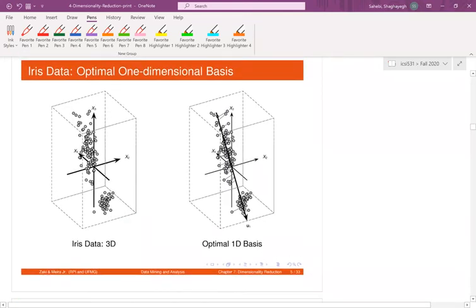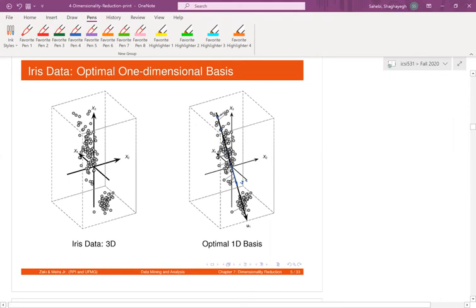As another example, in our iris data set, if we show our data in the originally three-dimensional space, it's going to look like this. And if we want to find a one-dimensional subspace that best represents our data, it's going to be a line, right? One-dimensional. It is going to be this line that is shown here in the direction u1. And then we can project our data points onto this line to represent our data.